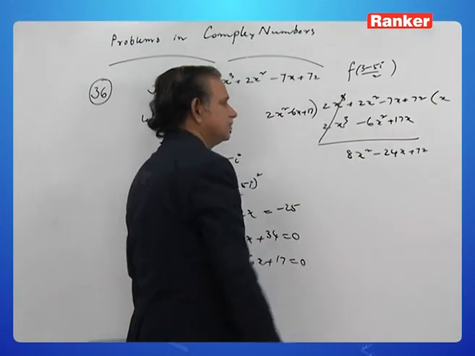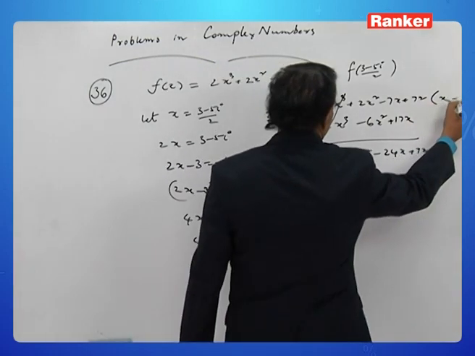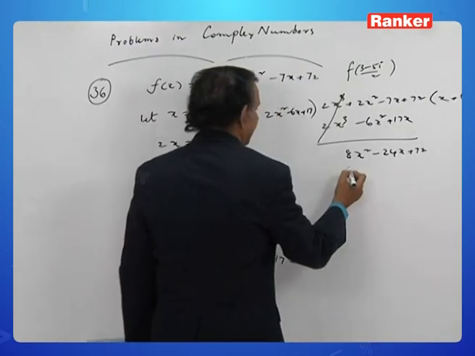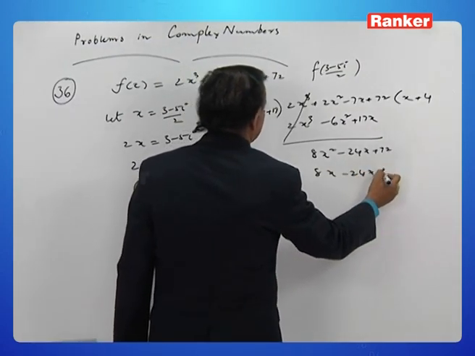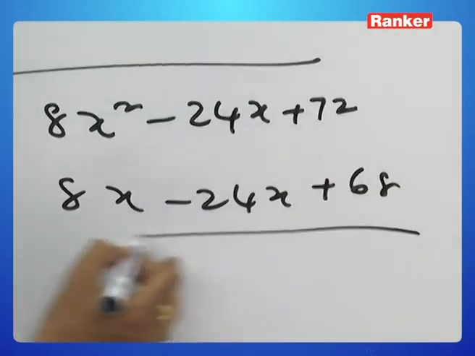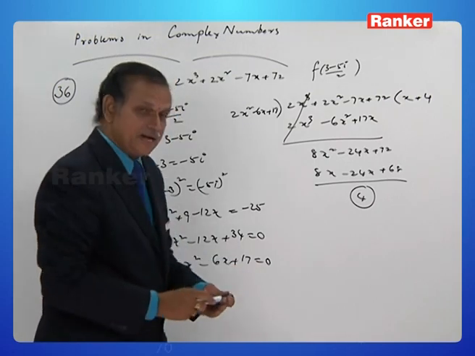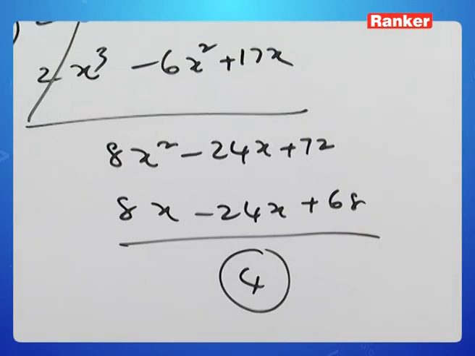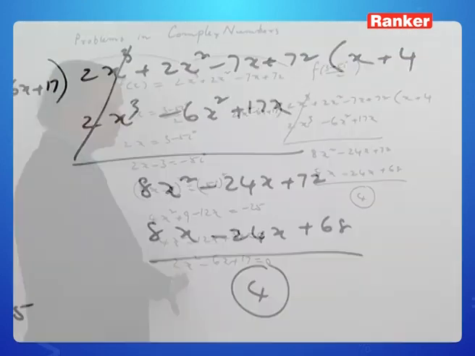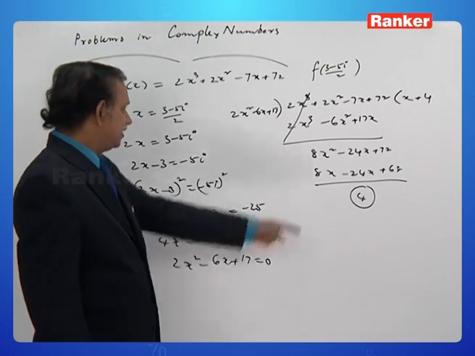8x square by 2x square is 4. So, plus 4. 8x square minus 24x, 4 17s are 68. If you subtract it, you are going to get 4 as the remainder. Therefore, the remainder when f of x is divided by x minus a is nothing but f of a, which is 4.